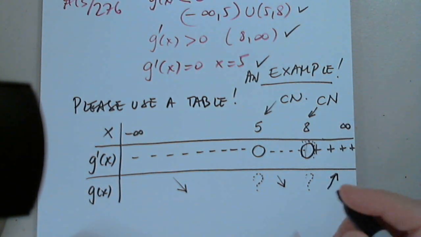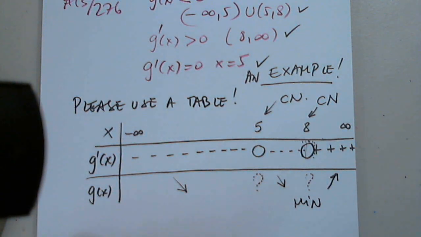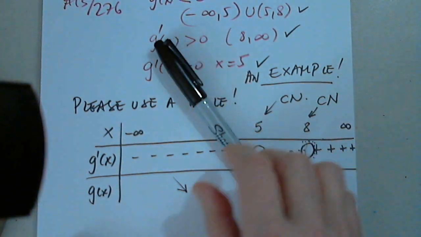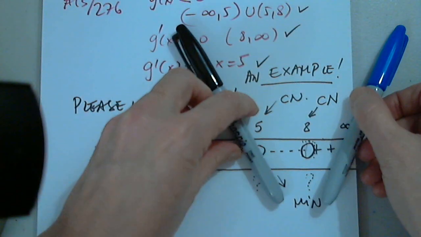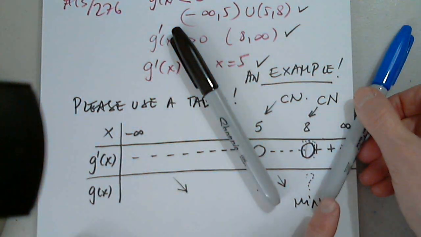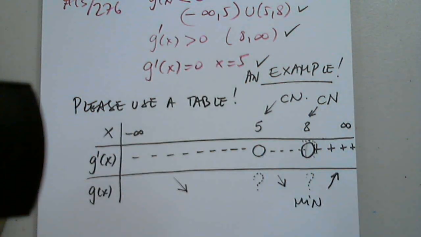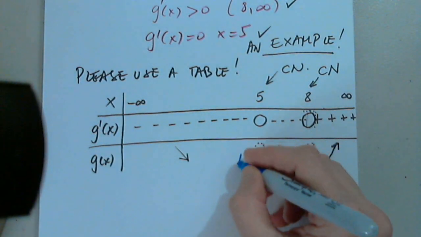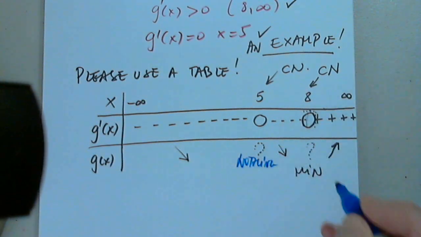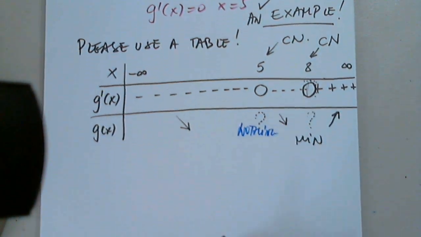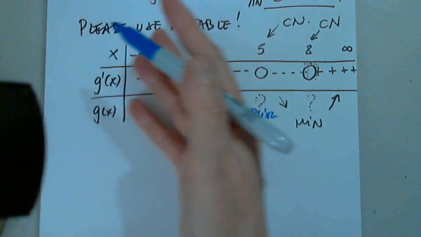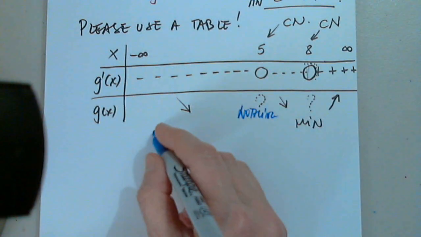It will be a minimum, because look at the signs that I have here: decreasing and then increasing. So this will be a minimum. This will be nothing, whatever number you want to use. Okay, now we're ready. We did all the analysis. We understood what's going on here.